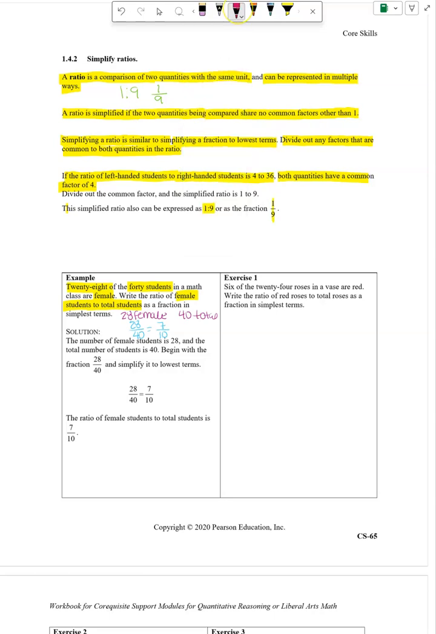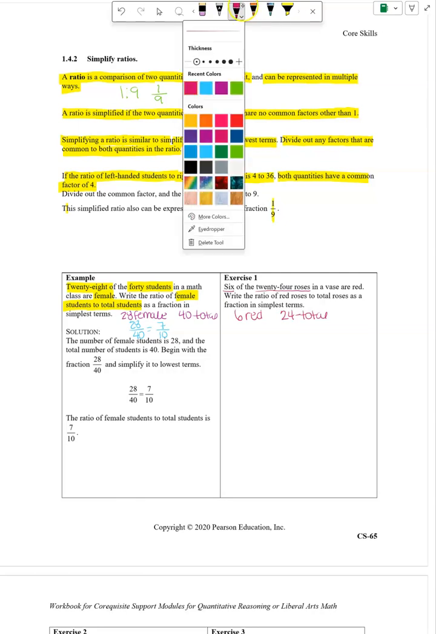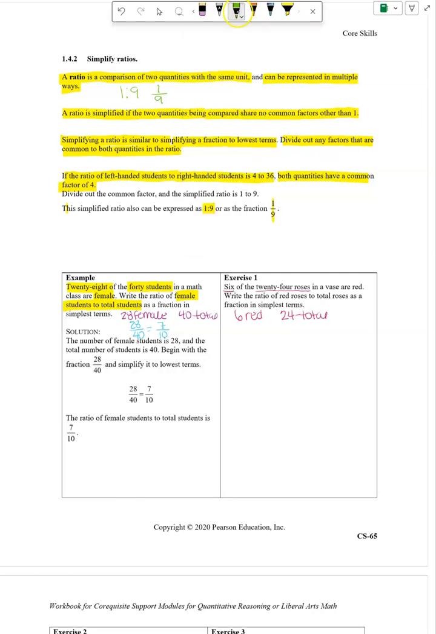So we have 6 of 24 roses in a vase that are red. So we have 6 red, and we have a total of 24. We want to write the ratio of red roses to total roses in its simplest form. Always go to the very simplest form. So we're going to have 6 over 24.